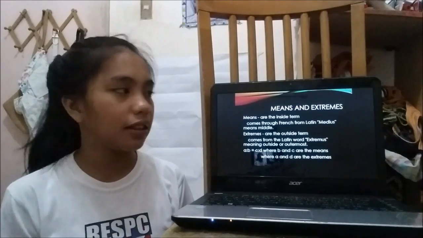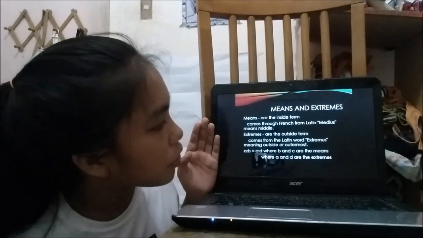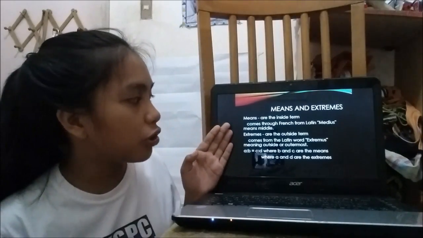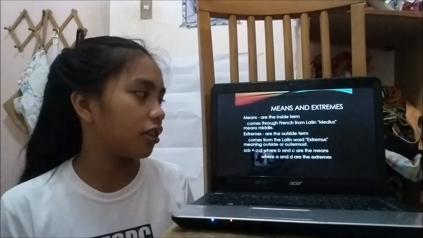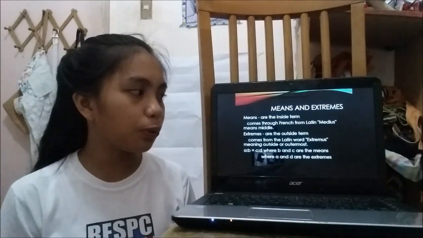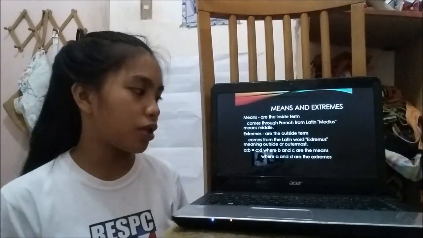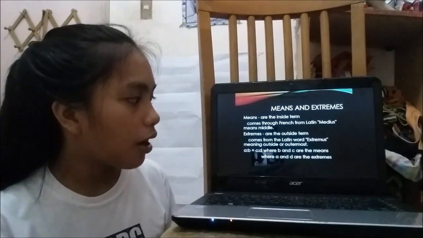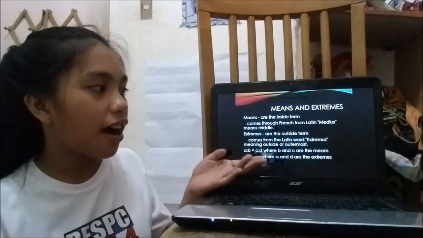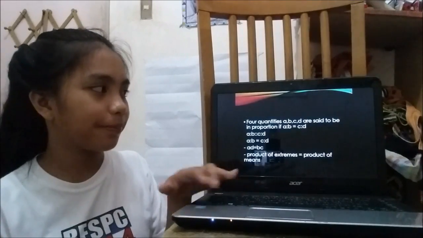Means and extremes. Means are the inside terms. The word is from French, from Latin medius, which means middle. Extremes are the outside terms. It comes from the Latin word extremus, meaning outside or outermost. A is to B is equal to C is to D, where B and C are the means and A and D are the extremes.